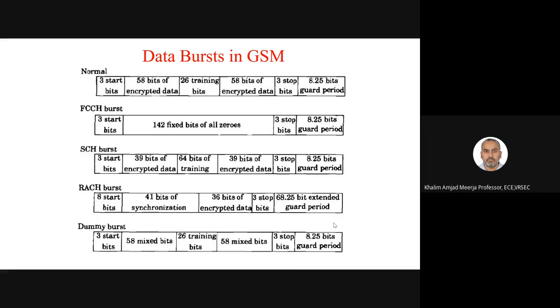So the RACH burst consists of 8 start bits, 41 bits of synchronization data, 36 bits of encrypted data, 3 stop bits, and we have appended to it an extended guard period of 68.25 bits. Okay, so the dummy burst, which you send on idle time slots, will have the format starting with 3 start bits, 58 mixed bits, 28 training bits followed by 58 mixed bits, 3 stop bits, and a guard period of 8.25 bits.